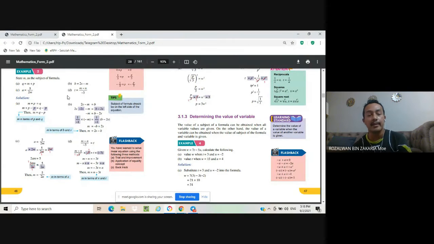So look at D here. D, the formula is T equal to m minus n divided by minus 3. So we want to change this formula to make m become the subject. So how to do? Alright, so you can write m minus n divided by minus 3, then multiply with the minus 3.